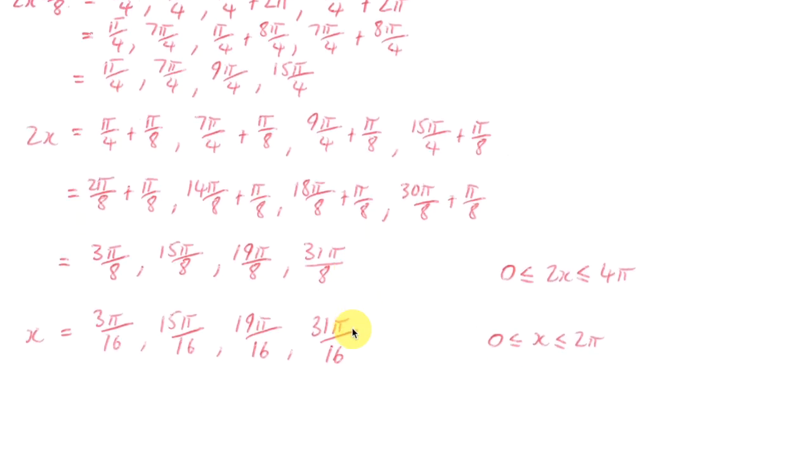And then finally, I don't want answers for 2x, I want them for x, so I multiply everything by a half. So 2x times a half is x, and then all of these are times by a half. So these are my solutions which satisfy that equation.